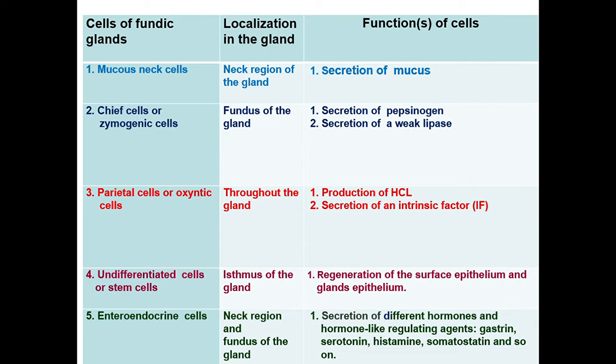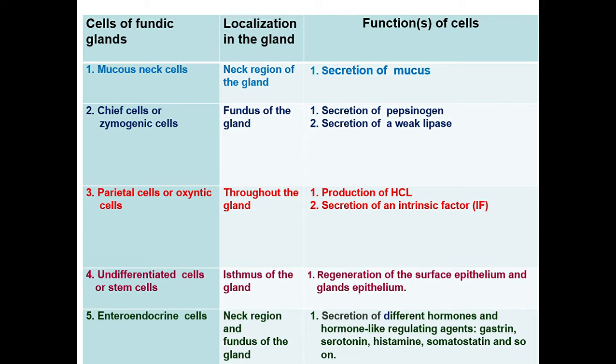Mucous neck cells localize in neck region of the fundic gland. They produce mucus. Chief cells localize in fundus of the fundic gland and produce two types of enzymes, pepsinogen and lipase. Parietal cells are distributed throughout the fundic gland. They produce hydrochloric acid and an intrinsic factor.